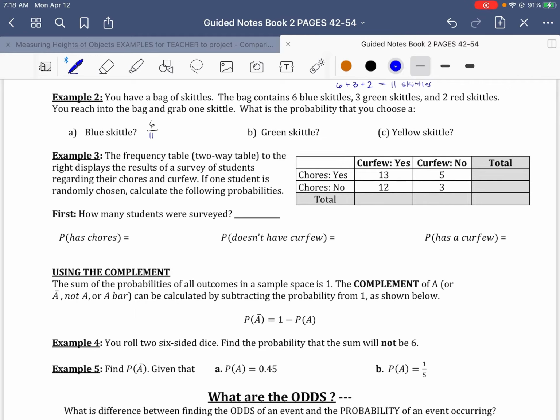So when we calculate this, we've got 6 over 11. And again, we could leave it as a fraction or write it as a decimal, 0.545. Again, going out at least 3 decimal places.